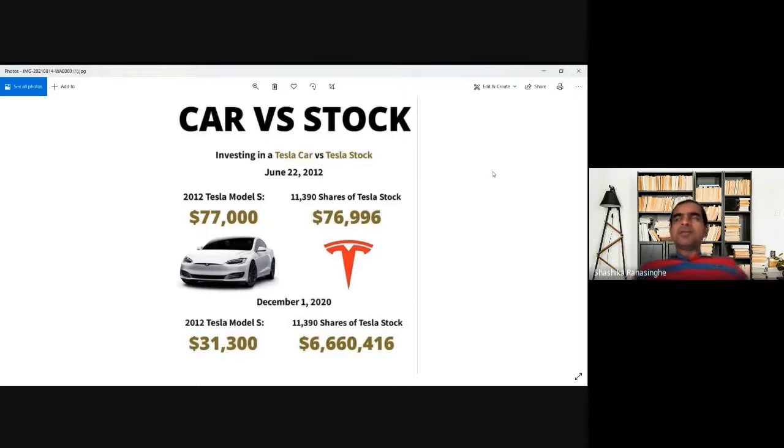By the way, something similar happened even with Bitcoins, right? In 2009, 2010, it was $2 a Bitcoin. One Bitcoin was worth $2 in 2009. Today it is worth about $45,000 a Bitcoin.